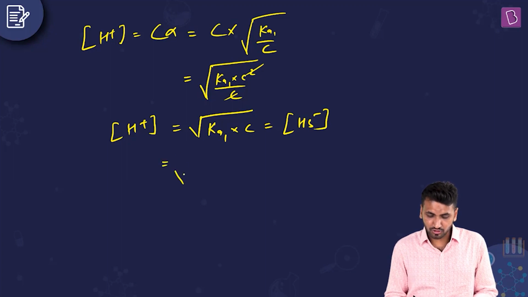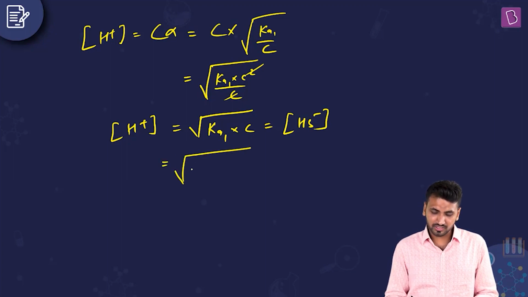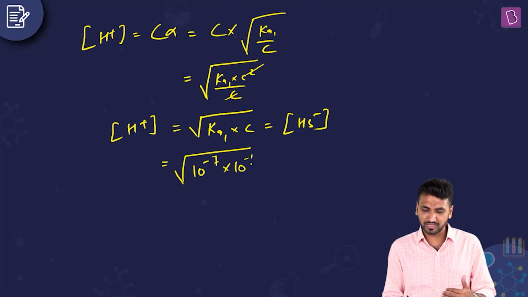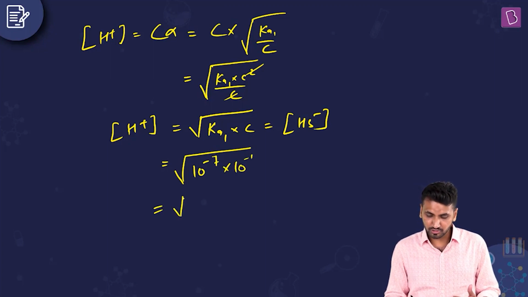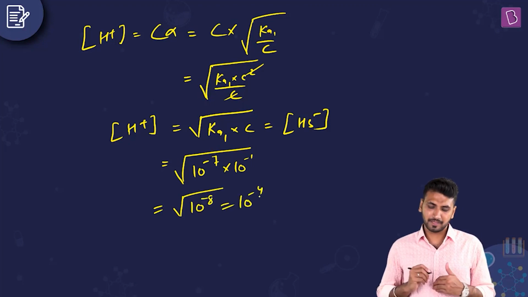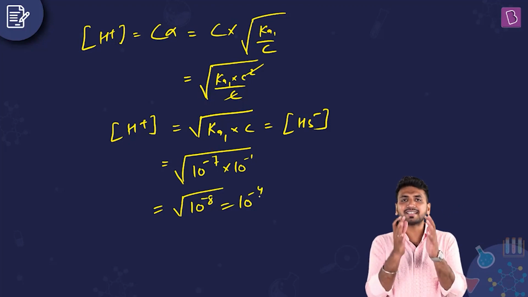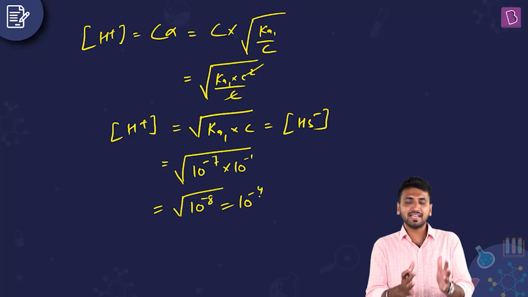If I just further solve it by putting the values, Ka1 is given as 10 to the power minus 7 and C is 0.1, that means 10 to the power minus 1. It is coming out to be under root of 10 to the power minus 8, which is nothing but 10 to the power minus 4. Okay. This is one thing. This is concentration of H plus from H2S.